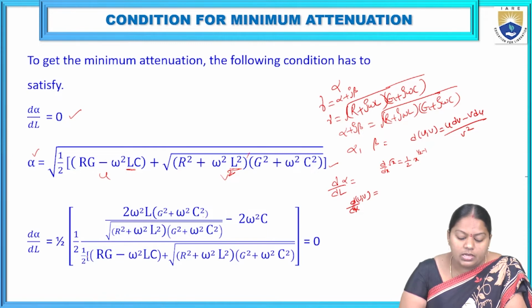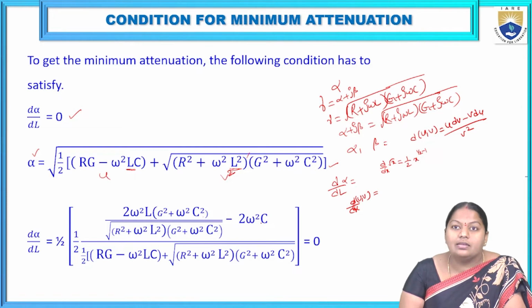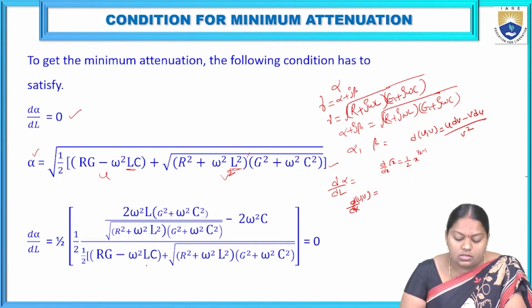So that's the 1 by 2 into this root term, and minus. In the second case, if you consider the first term as a constant, differentiating this one gives minus 2 omega square c. Why? Because we are differentiating this with respect to L. So minus 2 omega square c by 1 by 2 into (rg minus omega square lc plus root over r square plus omega square L square into g square plus omega square c square), which is equal to 0.